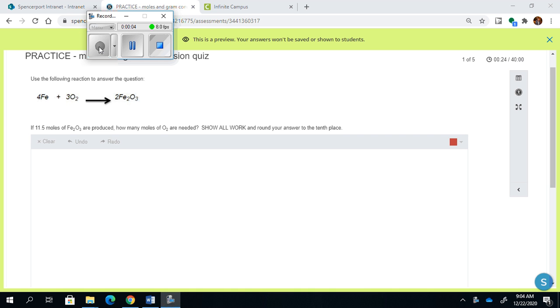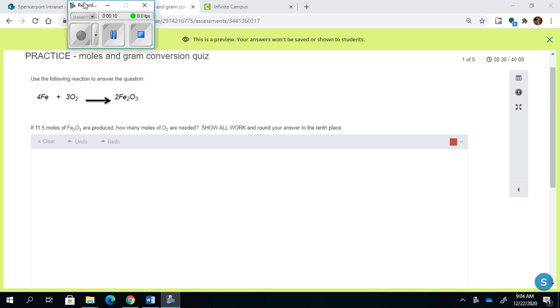I am going to go through how to do today's practice quiz, which is on moles and gram conversions. So here's my first problem. If 11.5 moles of Fe2O3 are produced, how many moles of O2 are needed? First I can look at this reaction and I see that for every 2 Fe2O3s made, I needed 3 O2. So I know my answer should definitely come out higher than 11.5.